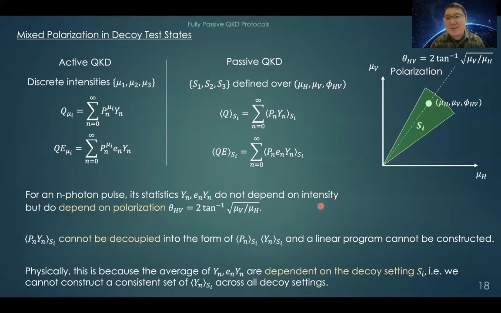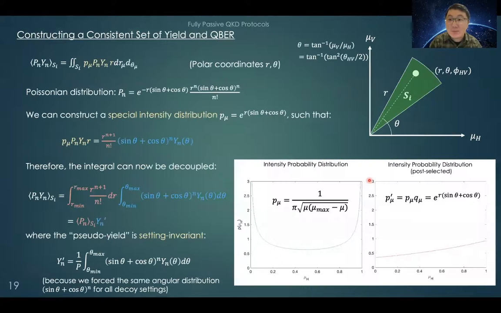So how do we solve this problem? Well, the idea is surprisingly simple. We just use post-selection to shape those distributions and make the polar distributions identical for each one of the passive decoy settings, and therefore enabling decoy state analysis. So how are we going to actually do this? Well, to start, we describe it in terms of polar coordinates. So instead of using mu h and mu v, we start with using r and theta. Note that theta is not exactly the polarization, but actually has a one-to-one correspondence with the polarization angle, so we might as well call it just the polarization.